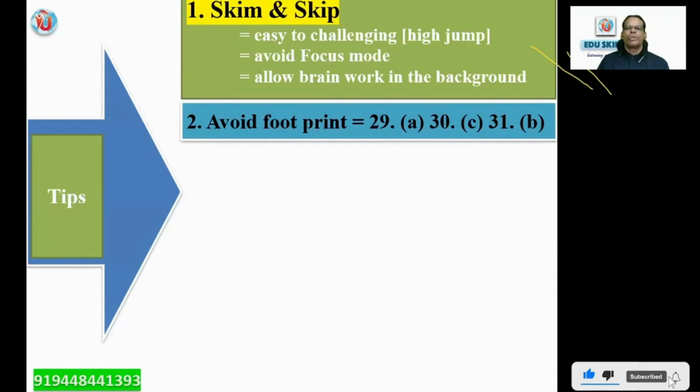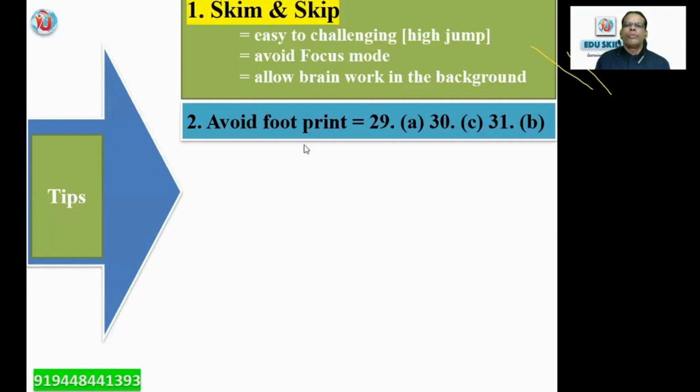Avoid focus mode. Focus mode means don't focus on one particular question. That's the biggest mistake you make. Okay, avoid focus mode, I am on the first point. Avoid focus mode means don't focus too much. Your whole brain will malfunction. At first, go to the easy ones. Answer all the possible easy answers.